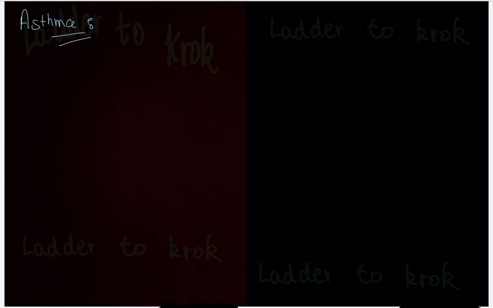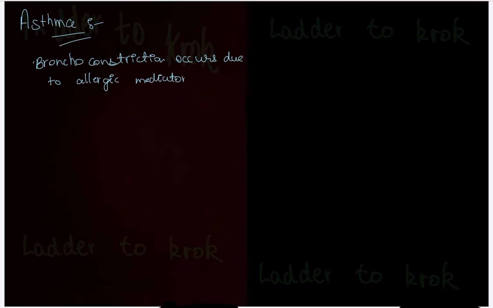What is asthma? Asthmatics are those who have asthma. They have a hypersensitivity reaction, we will discuss this later. These have a hypersensitivity type 1 reaction. Basically, their body shows hypersensitivity to even small antigens. In these people, bronchoconstriction occurs due to allergic mediators. Who is the allergic mediator? That is histamine. These are produced by basophils or mast cells. We will discuss this later.